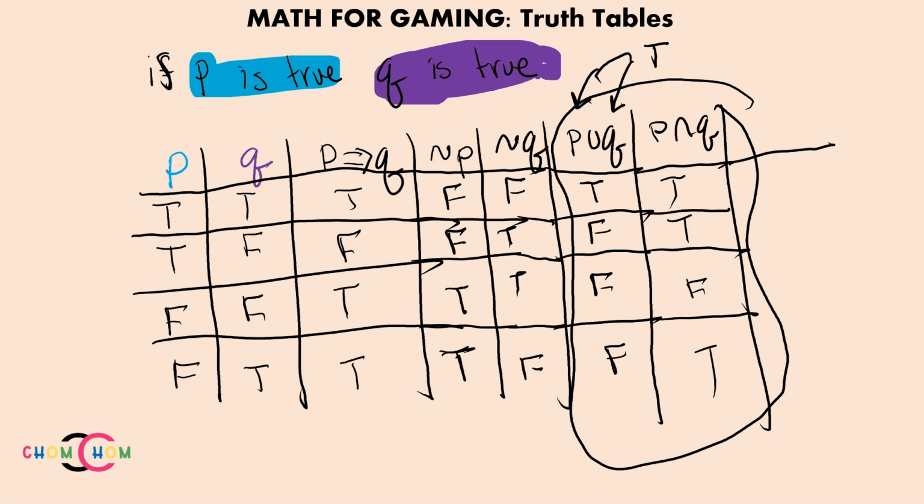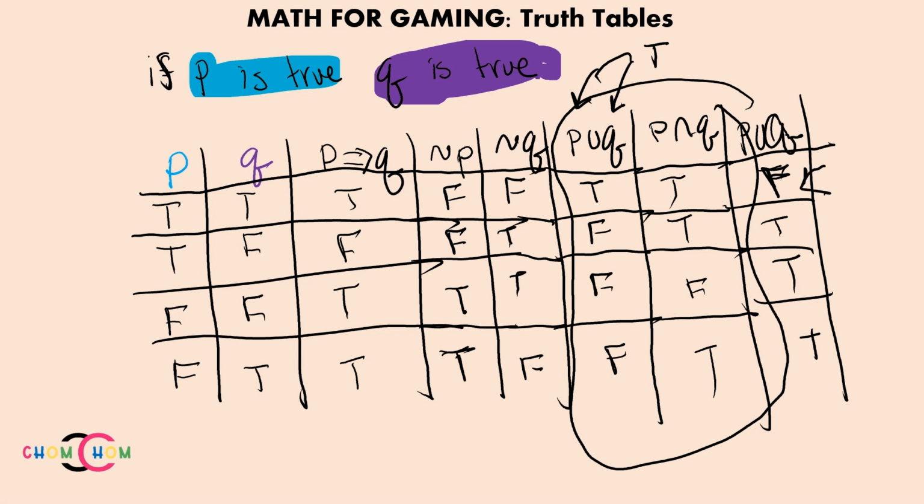Now, what happens if we negate P and Q? We just flip the sign. So it ends up being true, true, false, true, true, true. So we start out being false. So that's how our logical operators tie into our truth tables.